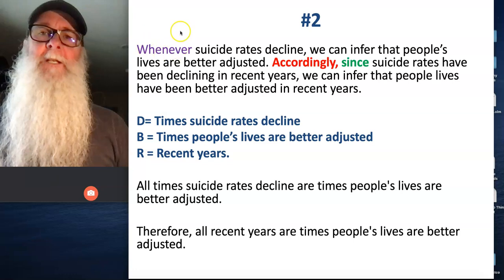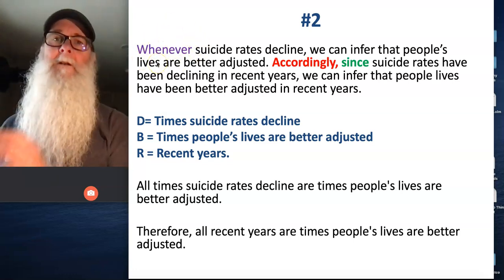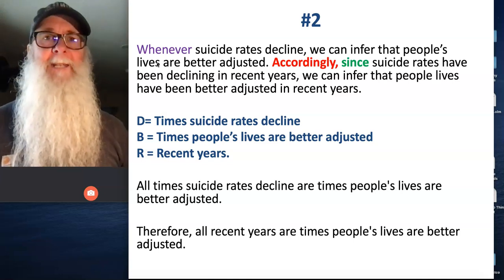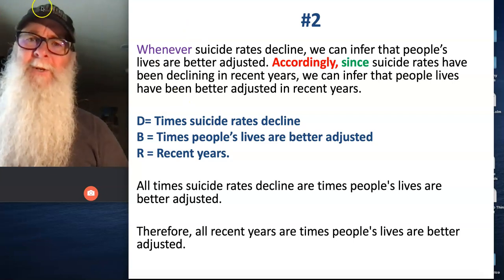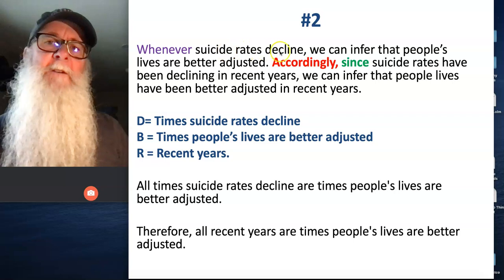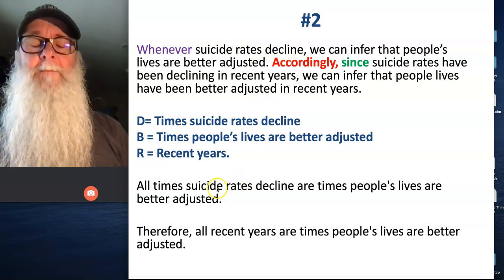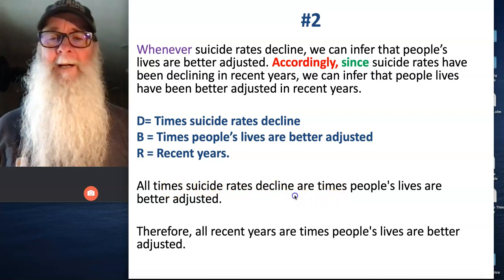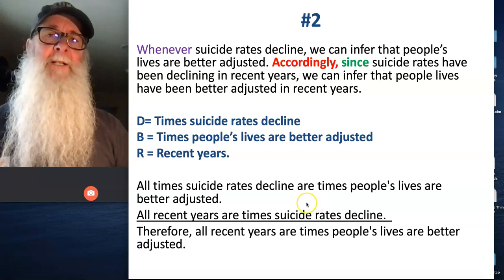And there's a couple of things to take note of here. The word "whenever" is very important because it indicates that this is an argument about time. And so you can see "times" cropping up again and again as a kind of parameter in this argument. It also tells me, the word "whenever," that whatever follows it is going to be the subject term of my standard form statement. So all times suicide rates decline are times people's lives are better adjusted. And then finally, our second premise, all recent years are times suicide rates decline.